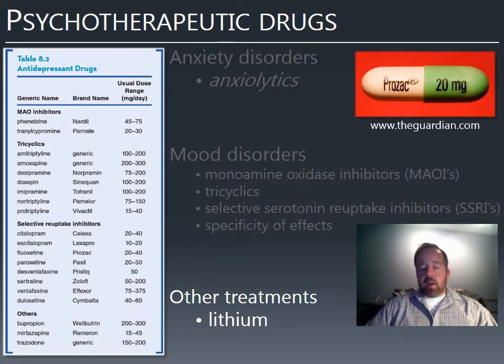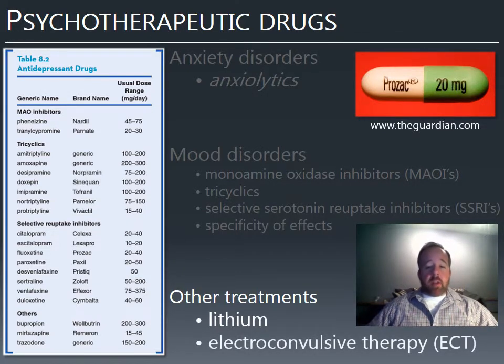Lithium, as it turns out, has an effect on the postsynaptic neuron, which is not something we see a lot of. We've seen drugs of use like cocaine. They have their effects presynaptically. These mood disorder drugs like MAOIs have their effects in the synapse. SSRIs have their effects in the presynaptic neuron. Lithium actually works on the postsynaptic side, but regardless, it does seem to have an effect on dopamine transmission.